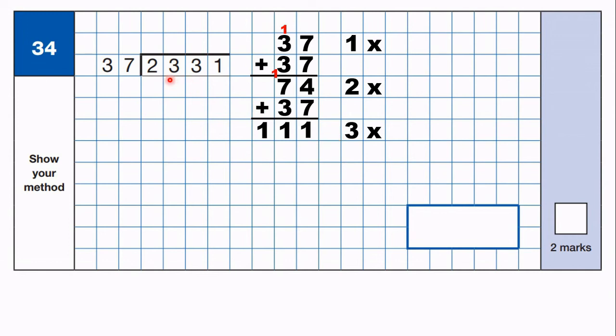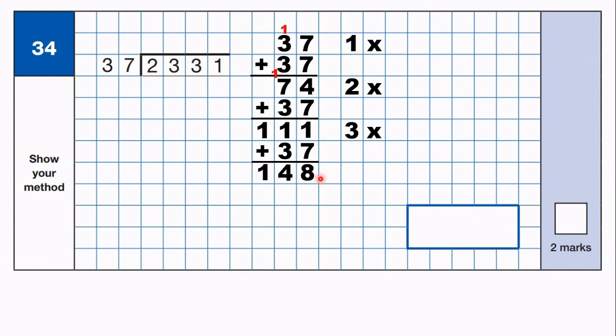Now if we stop here and look at the question, taking the first 2 digits we have 23, but that's less than 37, which means we will need to take the first 3 digits together and do 233 divided by 37. So we might spot a shortcut here. We know that 3 times is 111, so we might be able to work out what 6 times 37 is from that. But if we didn't spot that, we could just continue adding 37.